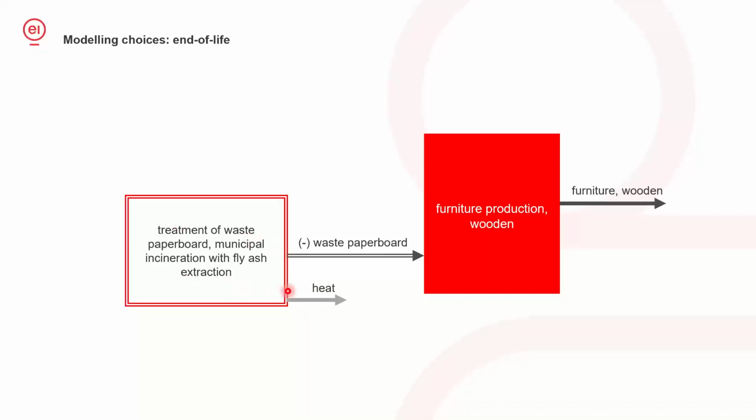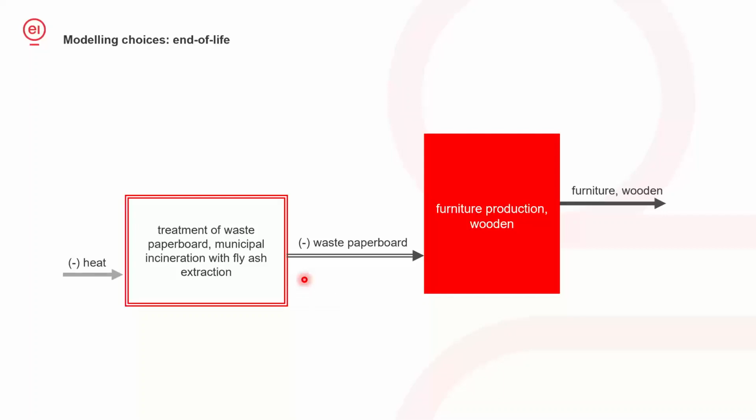Now, this treatment activity produces heat. How do we allocate the impacts between the two life cycles, the primary and the secondary? In the cutoff system model, we say that the polluter has to pay. It's a polluter pays principle. And for this reason, the furniture production bears the burdens of treating the waste paperboard. The heat coming out of the system is burden-free, and any activity using this heat will not get any impacts from the heat.